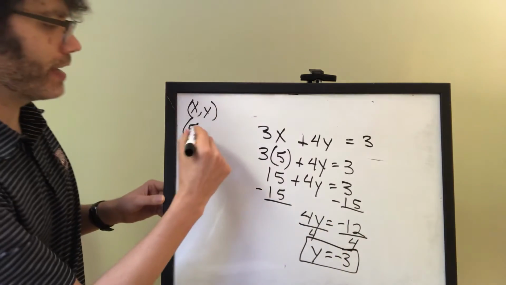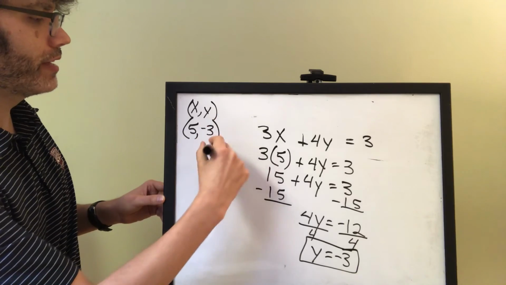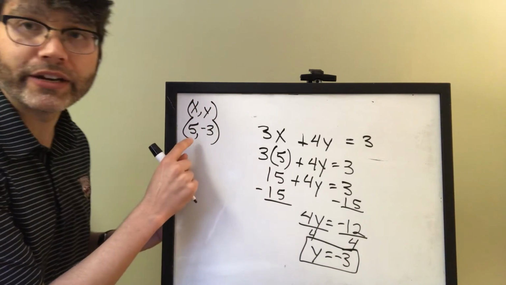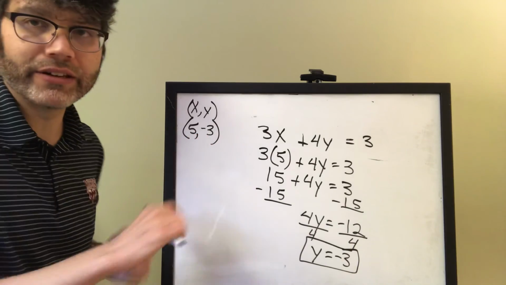Okay, so now I can put my -3 where my y value is. And so if those two equations were graphed, they would cross at the point 5, -3.